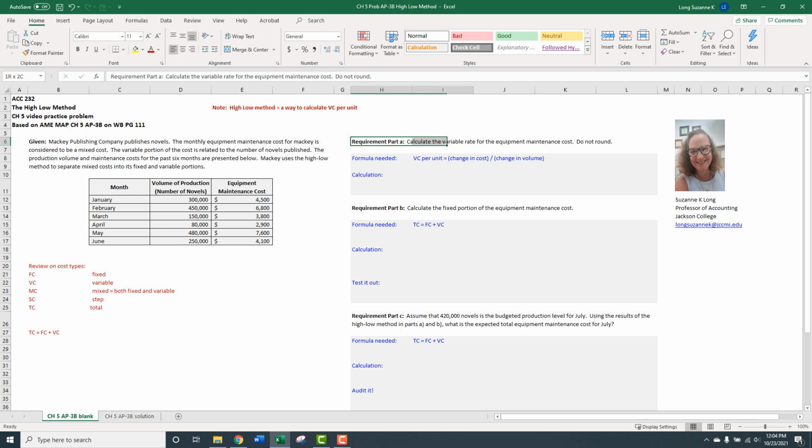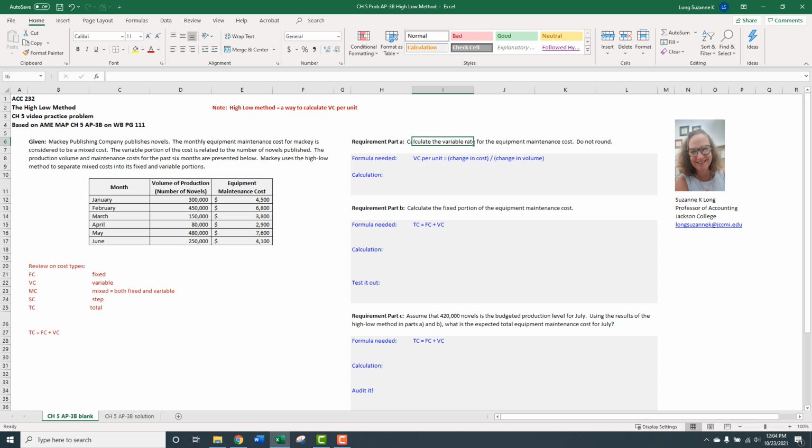Calculate the variable rate for equipment maintenance cost. Do not round. That becomes important later. Variable rate. What are they talking about, variable rate? That's variable cost per unit. Notice it doesn't say that. So you have to know that.